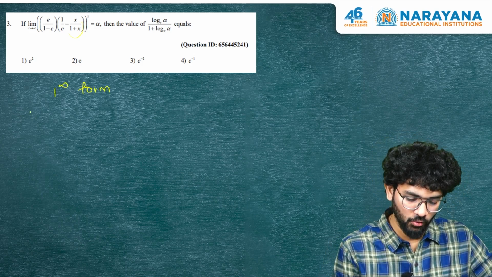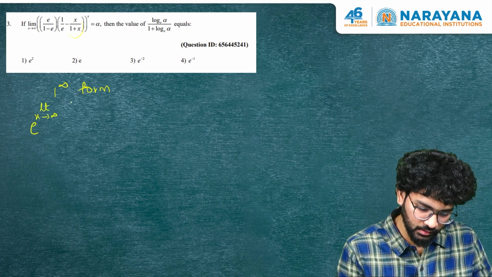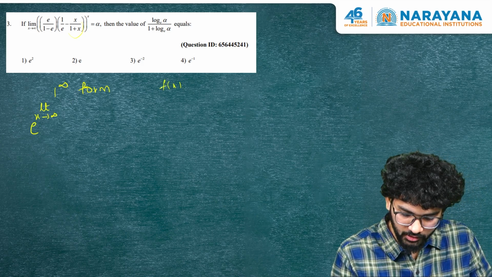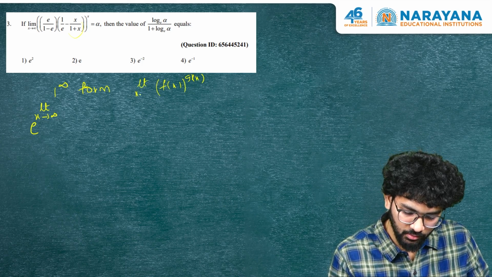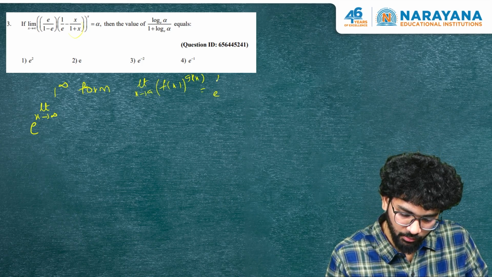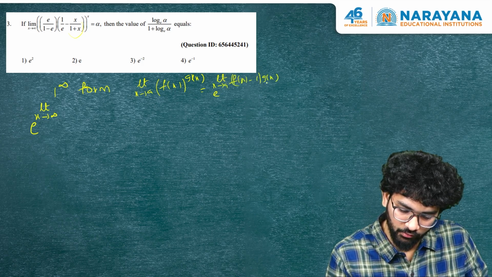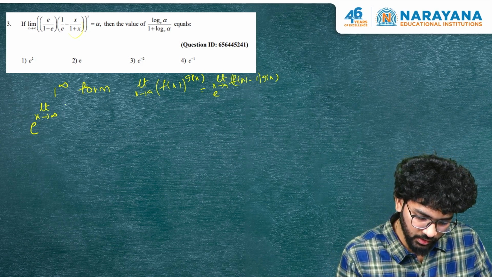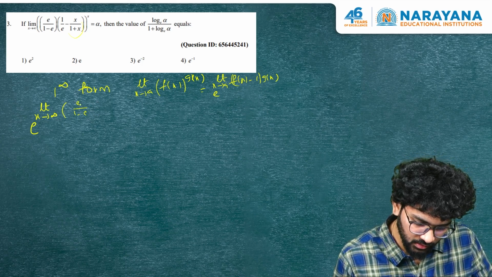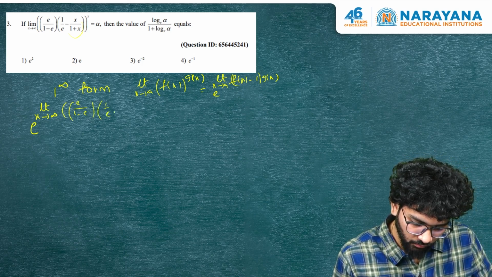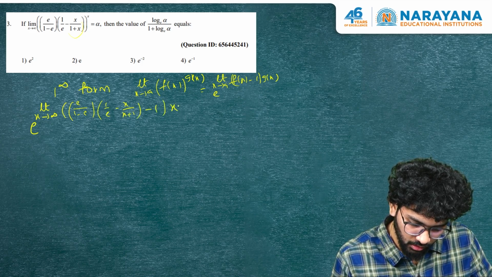For a 1 power infinity form, we will take e power limit. So if f of x power g of x is assuming a 1 power infinity form, we will simplify this as e power limit as x tends to a of (f of x minus 1) into g of x. The same thing if I do here: e power limit as x tends to infinity, e by 1 minus e into (1 by e minus x by 1 plus x minus 1) into x.